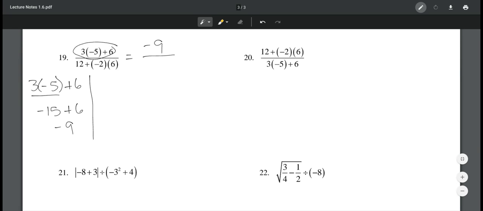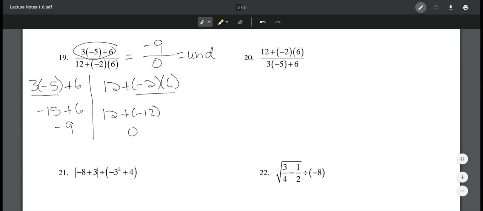And then I'm going to do the bottom, which would be 12 plus negative 2 times 6. You multiply before you add, so 12 plus negative 12 gives me 0. Well, you cannot divide by 0, so the first problem is undefined.